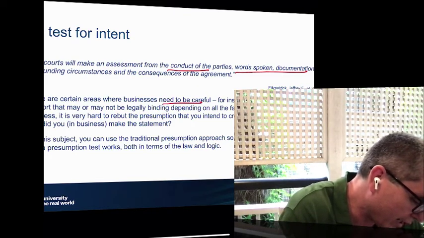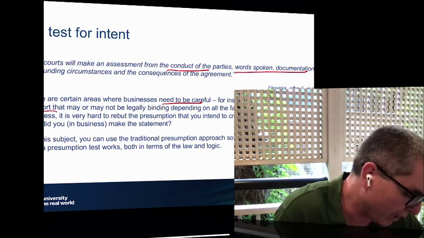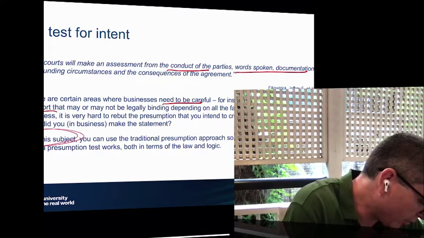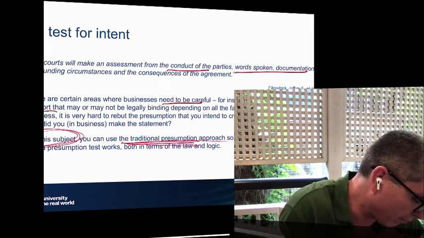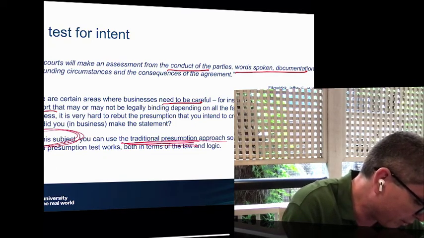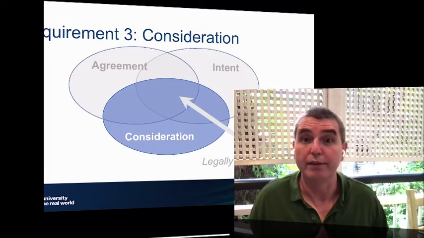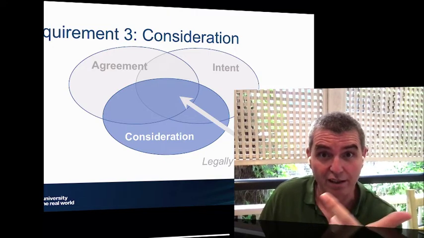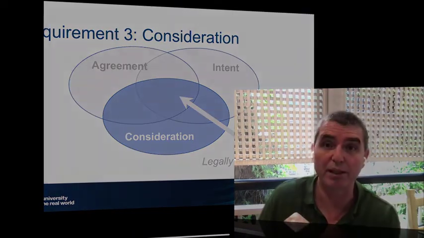Okay. If we're dealing with business rather than social and domestic, we need to be very careful when we do things like letters of intent and letters of comfort. These are things that people put in place around debts, etc., and they can have legal consequences. We want you, in this subject, to use the traditional presumption approach and become familiar with the way a presumption and rebuttal works in law. Okay, so that's intent. So we've got agreement, we've got intent. We now just need consideration. If we've got consideration, then we've got a simple apparent contract.